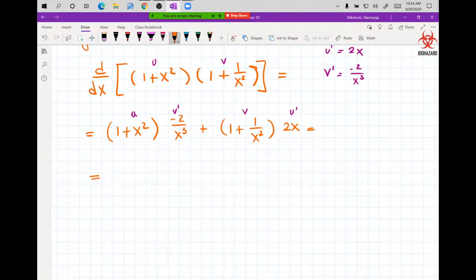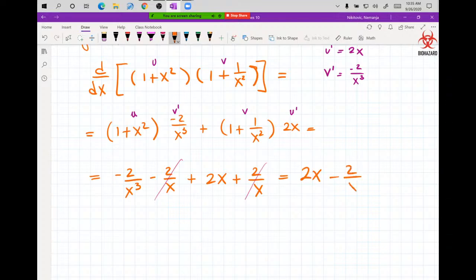Now we have more algebra to do. It's going to be negative 2 over x cubed plus, now it's actually minus negative 2 over x plus 2x plus 2 over x. We have these two cancel, and we have 2x minus 2 over x cubed.